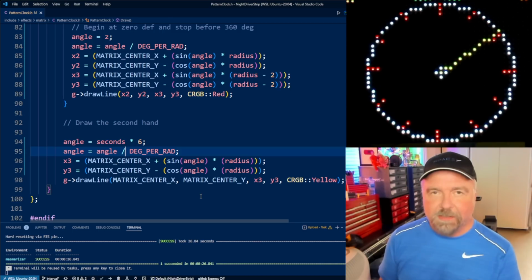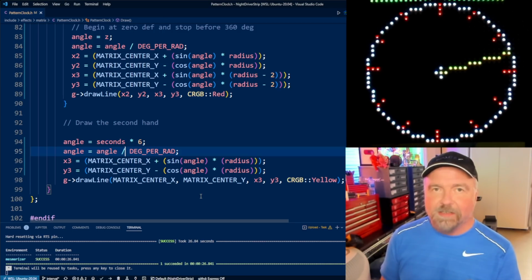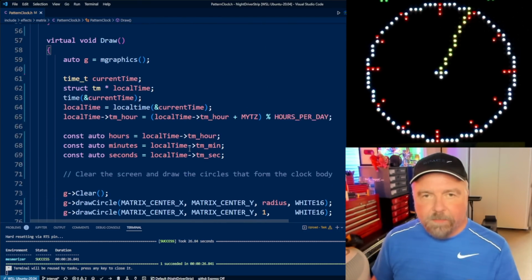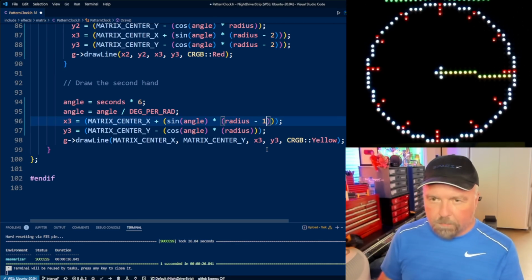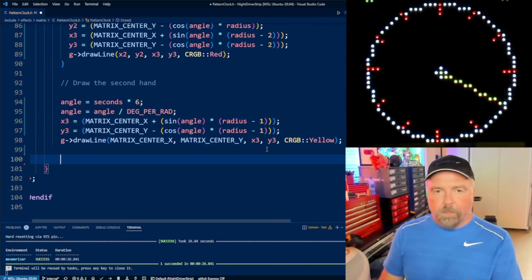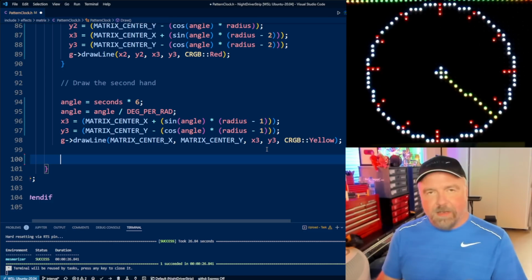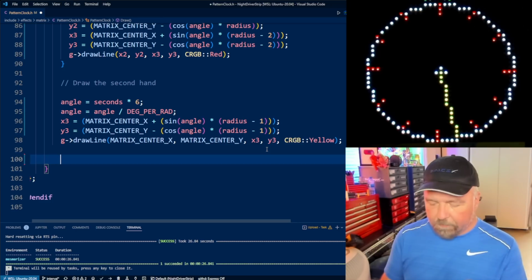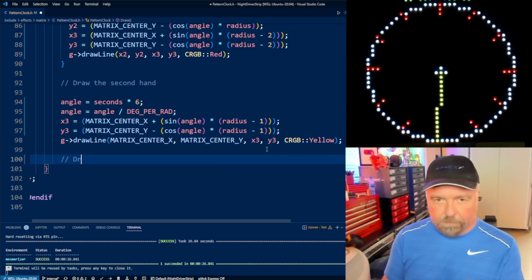Let's make sure it goes at least around once. I'll fast forward that for you, and we'll see how it looks. See if we back that radius down a little bit, maybe. That'll bring the second hand back inside so that it doesn't extend past the boundary of the circle. And now we can add the minute hand.